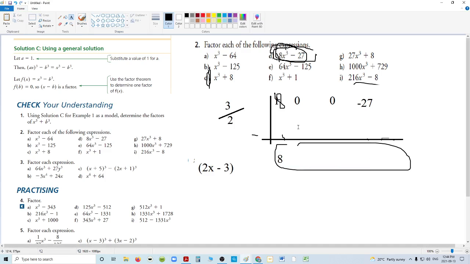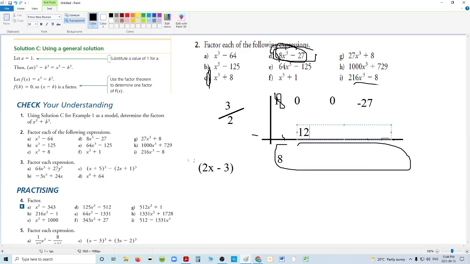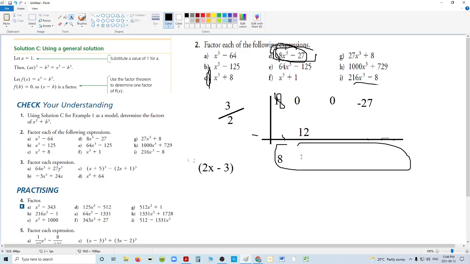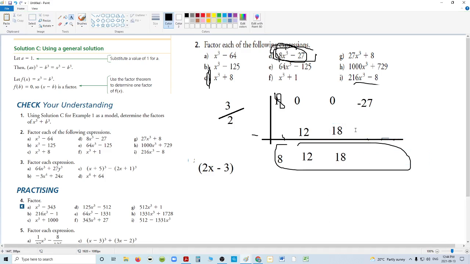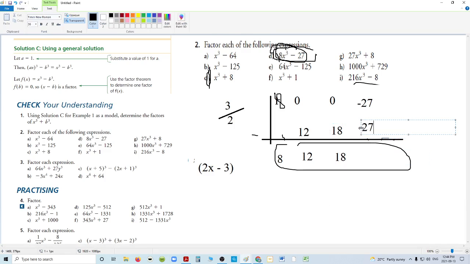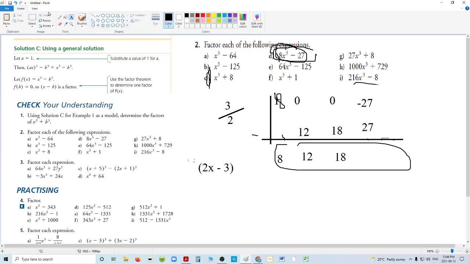We multiply by 3 over 2, which is 24 over 2, which is 12. We bring that down when we add to 0. We multiply that by 3 over 2, which is 36 divided by 2, which is 18. Or you can look at it as 12 divided by 2, 6 times 3, 18. We add it to 0, we get 18. And then when we multiply that by 3 over 2, it becomes 9 times 3, which is positive 27. And we can see the last numbers cancel.